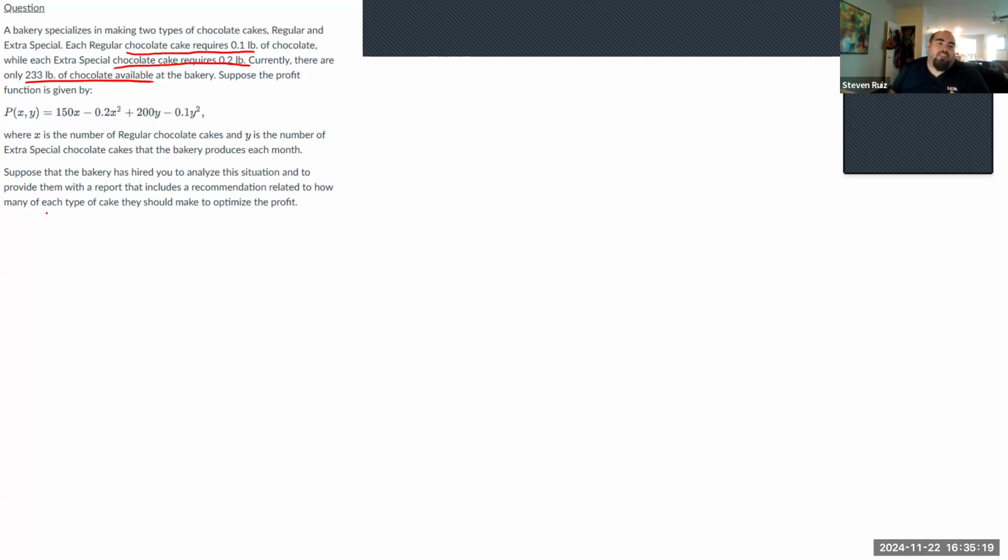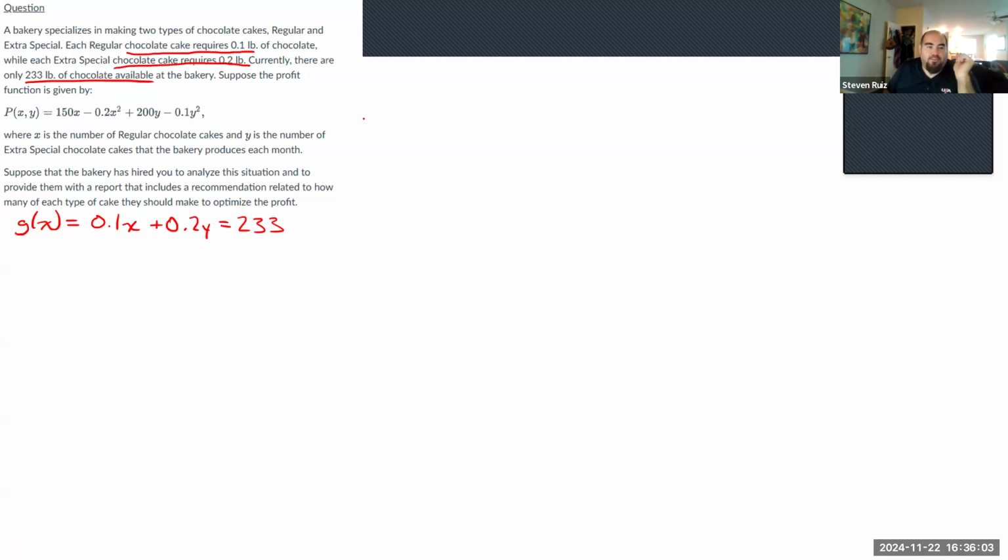So I'm going to make a constraint there. I'll call that G because I think that's what's commonly used in the videos. If X stands for the regular cakes, I need 0.1 pounds for every X cake and 0.2 pounds for every Y. And the total amount of chocolate I have is 233 pounds. So here's my constraint. When I solve a constrained optimization problem, what I have to do is use what's called Lagrange multipliers.